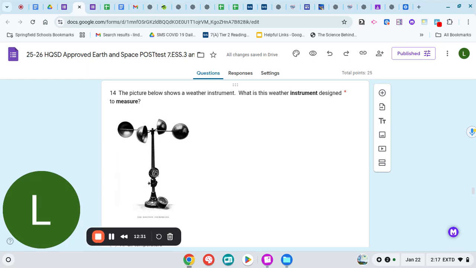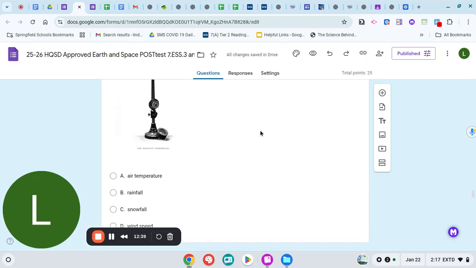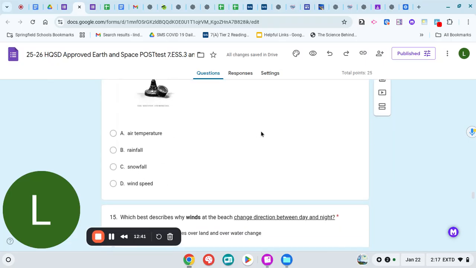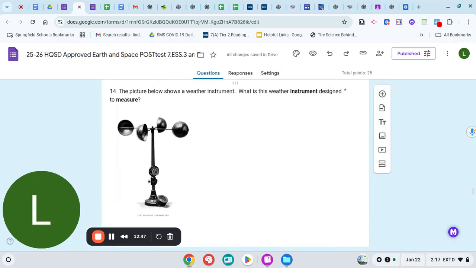Number 14, what is this instrument designed to measure? I'll give you a hint. It says anemometer down here. So what does that measure? A, air temperature. B, rainfall. C, snowfall. D, wind speed.